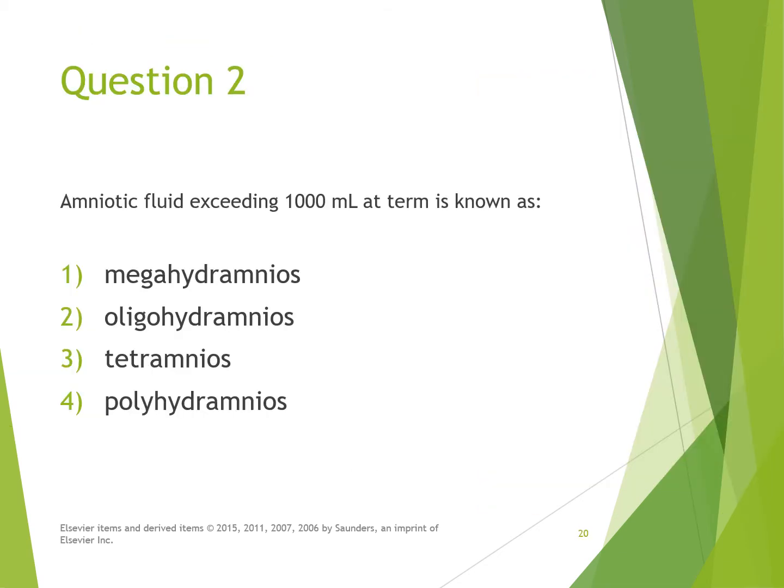Okay, so amniotic fluid exceeding 1,000 mils at term is known as polyhydramnios. Oligo, remember, is not enough. Poly is too much. Now, you will hear the term throughout this book even that says hydramnios. It doesn't put the poly in front of it. Same thing. They use it synonymously, but in my world, it's always been called polyhydramnios.